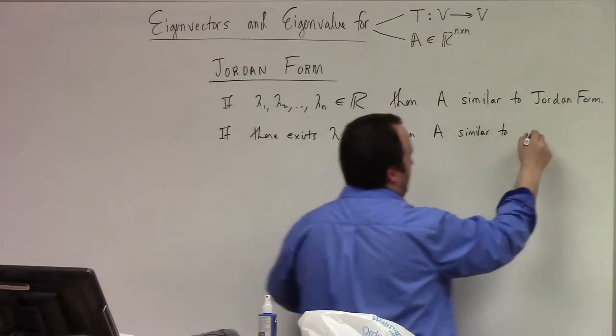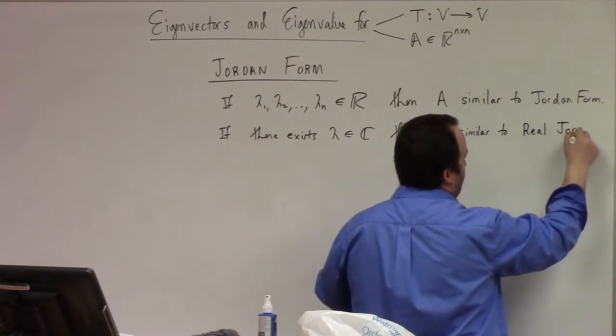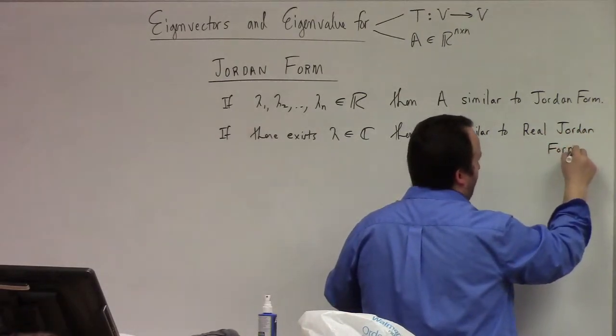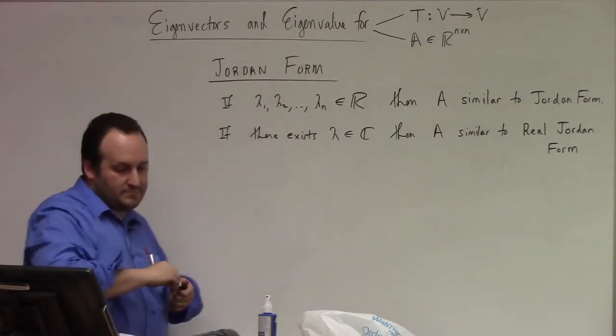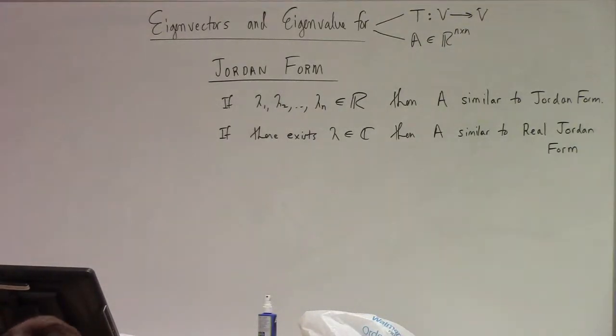to what I call the real Jordan form. So the real Jordan form allows for things like rotation matrices. Still haven't told you what a Jordan form is. To explain that, I should tell you about blocks.